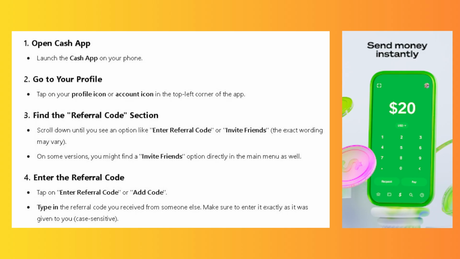Find the referral code section. Scroll down until you see an option such as Invite Friends or Enter a Referral Code. On some versions, you might find an Invite Friend option. Then, enter the referral code. Tap on Enter Referral Code or Add Code.